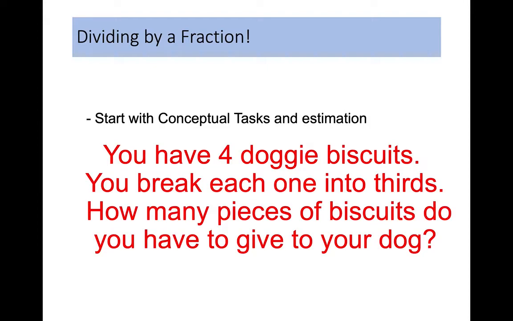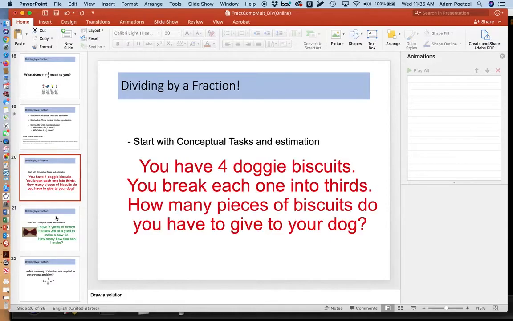So let's go back to that original question, 4 divided into thirds. So here's maybe a situation. You have 4 doggy biscuits and you break each of those into thirds. How many pieces of biscuits do you have to give your dog? Well, again, let's think about it. If we break it up, do you think we'll have more than 4 pieces, less than 4 pieces? More than 8 pieces, less than 8 pieces? More than 12 pieces, less? Just the kind of questions, again, could have us start thinking about the question. And can you go ahead and draw that up? What would that look like for you for a second?